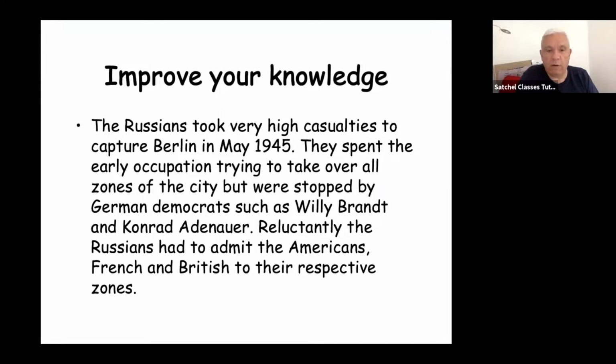So one thing that you want to make sure is the Russians took very high casualties in the capture of Berlin in May 45. They spent the entire early occupation trying to take over all the zones in the city, but were stopped by German Democrats such as Willy Brandt and Comrade Adenauer. Reluctantly, the Russians had to admit the Americans, French and British, to their respective zones.